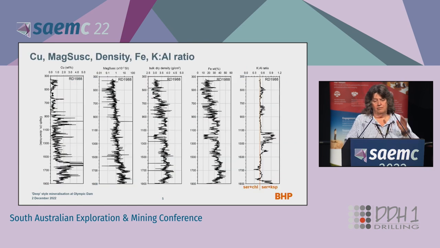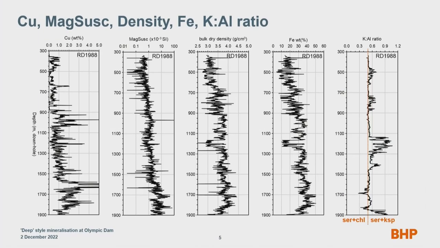Look at some chemical profiles, and these chemical profiles just show copper going downhole, copper, magnetic susceptibility, which we measure on all of our drill holes by handheld measurements, not downhole, bulk dry density, iron, and a potassium alumina ratio. Looking at that copper profile, it's kind of background noise, and at about 900 meters, everything's kicking up to above 1 weight percent copper.